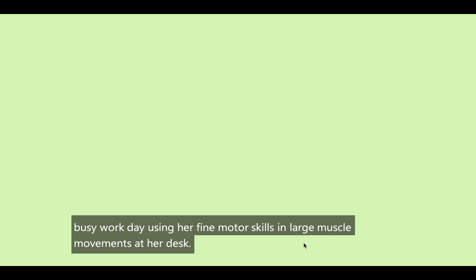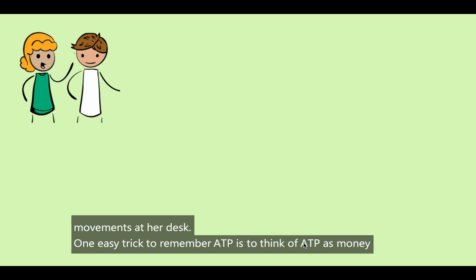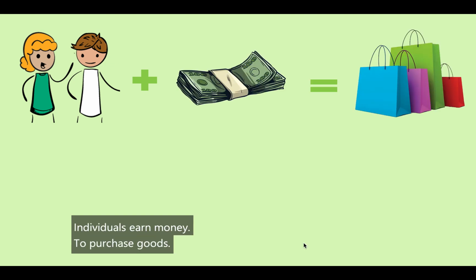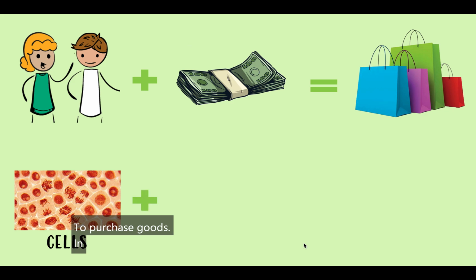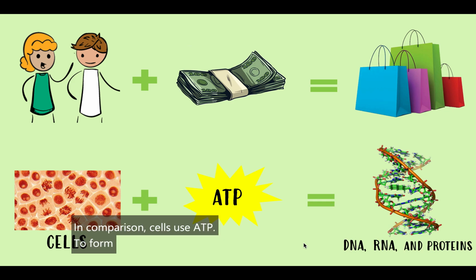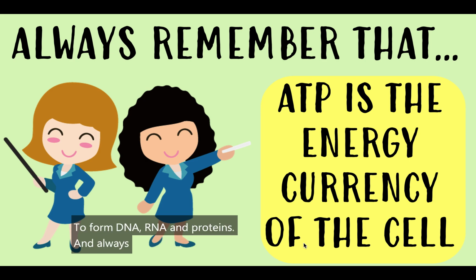One easy trick to remember ATP is to think of ATP as money. Individuals earn money to purchase goods. In comparison, cells use ATP to form DNA, RNA, and proteins. And always remember that ATP is the energy currency of the cell.